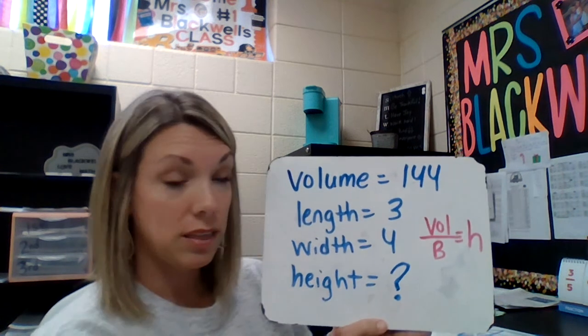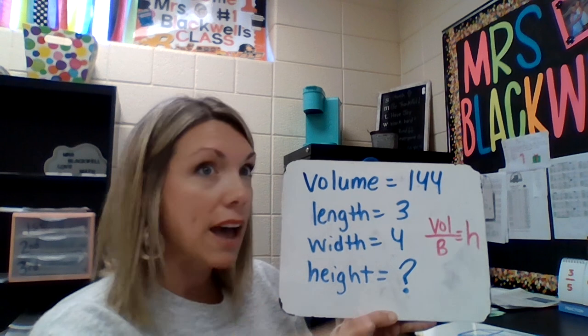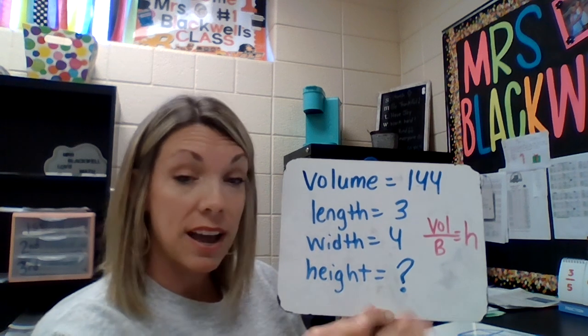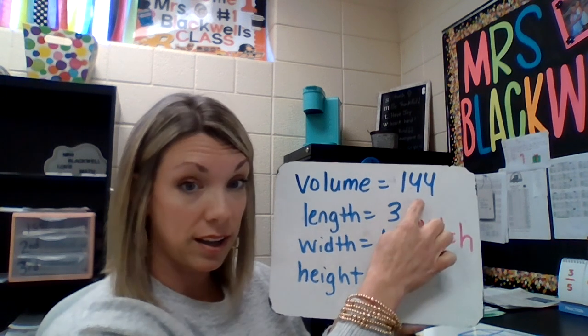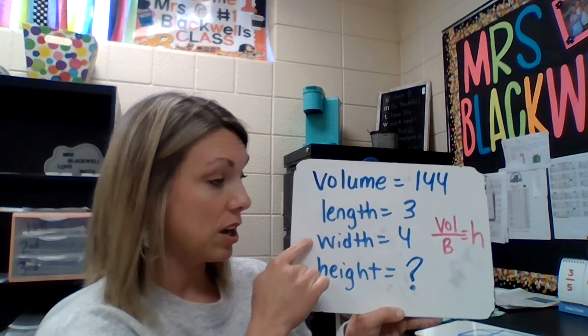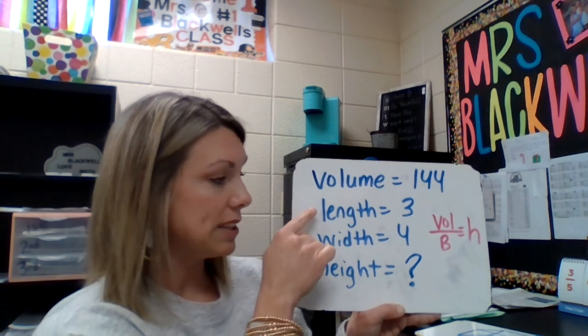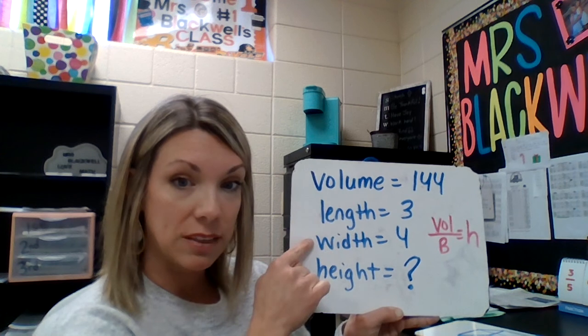All right, let's look at an example. So let's look right here. We've got the volume. They gave us our volume already. We don't have to find our volume. We don't have to multiply our length times width times height to find the volume because we've got it. We've been given that. Now we've got our length and we've got our width, but we do not have our height, right?